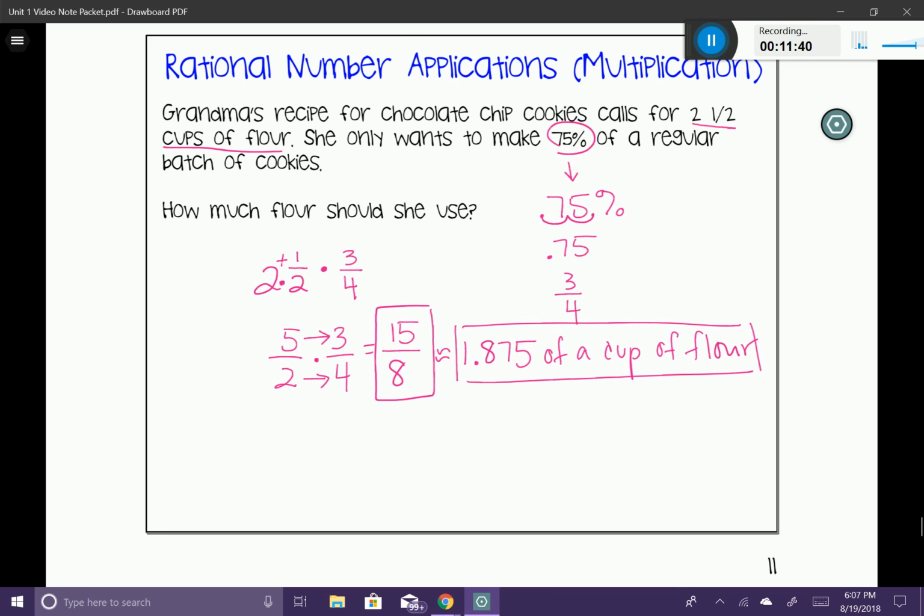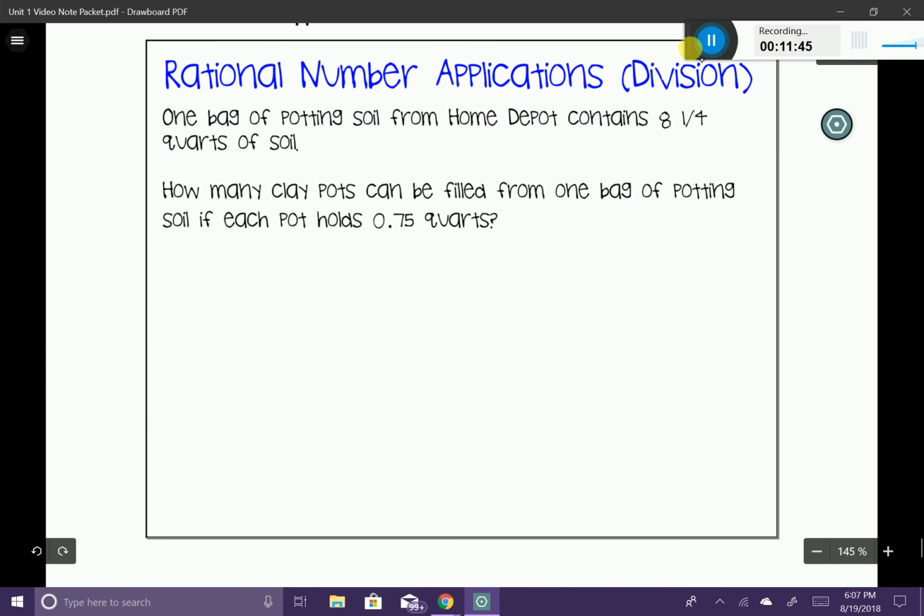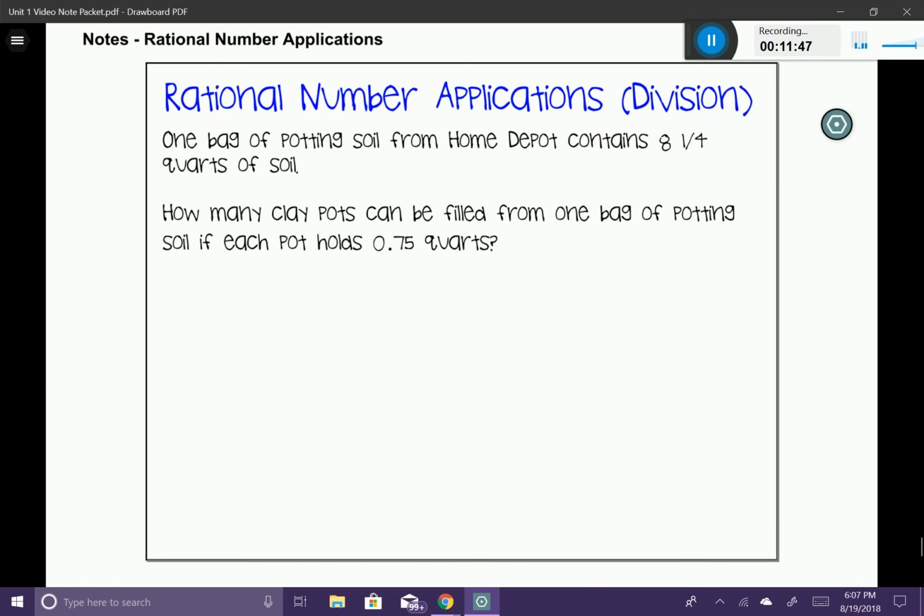All right, I have one more example here for you, and it's going to be division. One bag of potting soil from Home Depot contains 8 1/4 quarts of soil. How many clay pots can be filled from the bag of potting soil if each pot holds 75 hundredths of a quart?